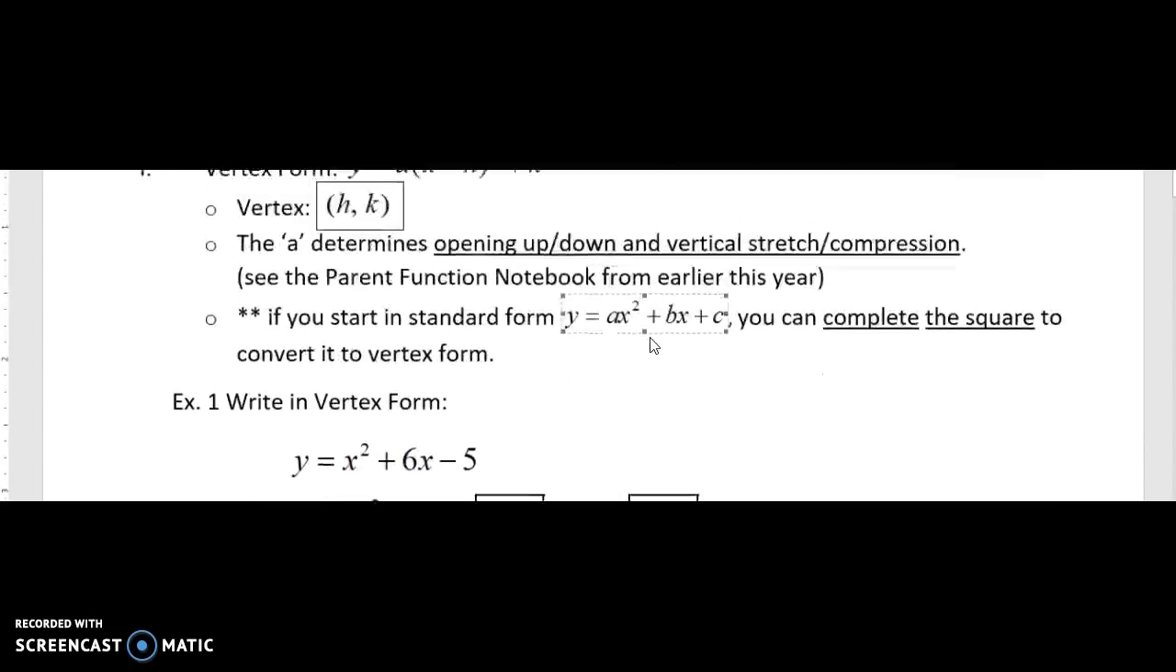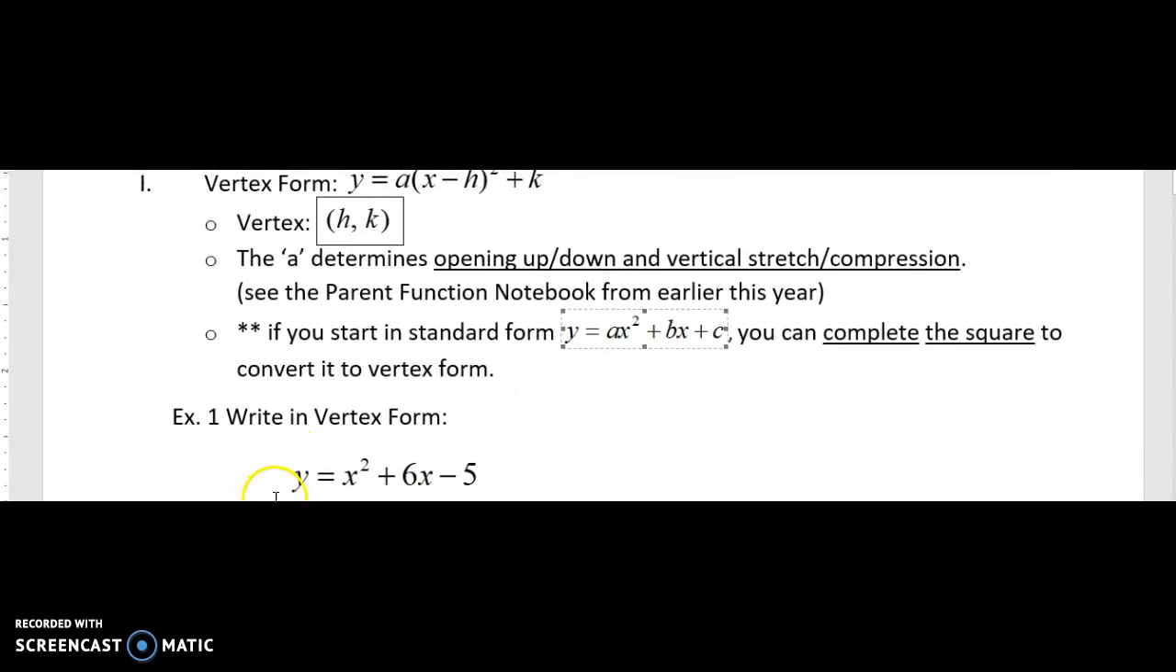Okay? So let's take a look at this example here. Go ahead and write it down. We have y equals x squared plus 6x minus 5. And again, we've been so used to solving everything, so pay attention that the directions are not saying to solve, they're saying to put it into vertex form. So I want it to look like this equation up here. Okay? So what we're going to do here is we're going to complete the square.